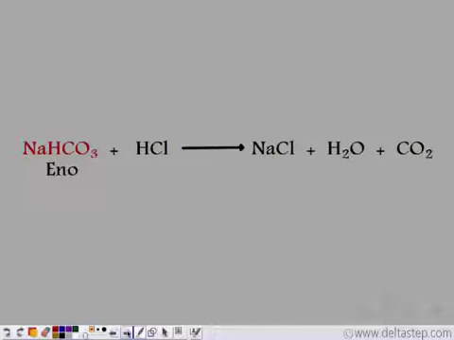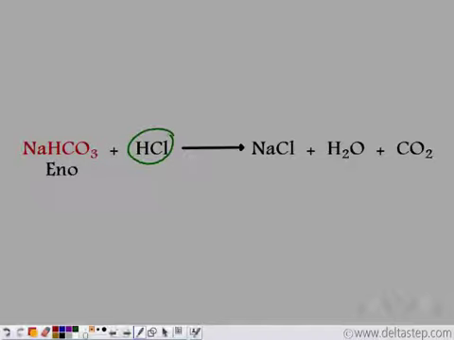Now, when we use ENO for acidity, what happens? Since there is acidity, that means there is excess acid in the body. ENO contains a major component, sodium bicarbonate. NaHCO3 is also a base. It acts in a basic manner.